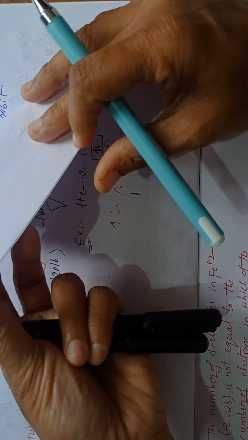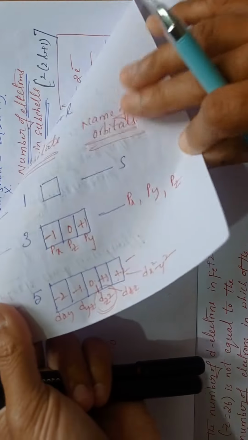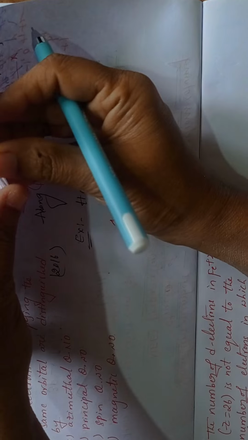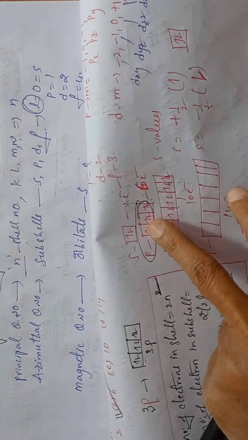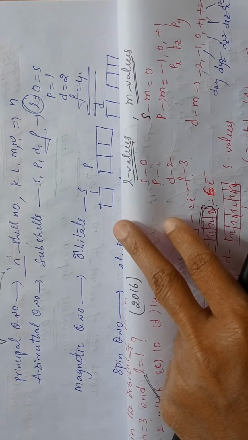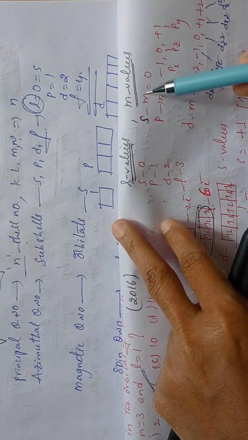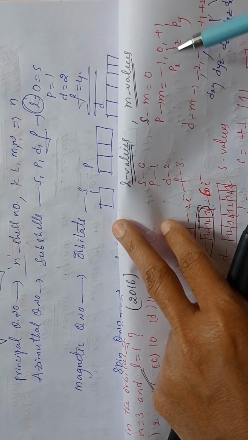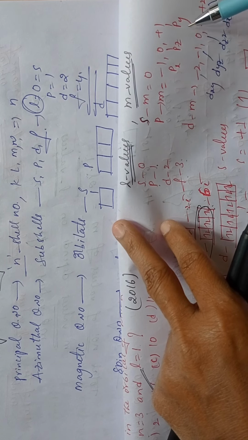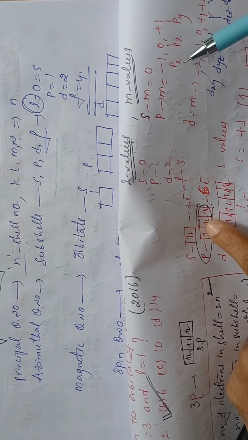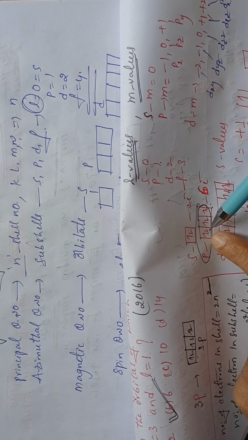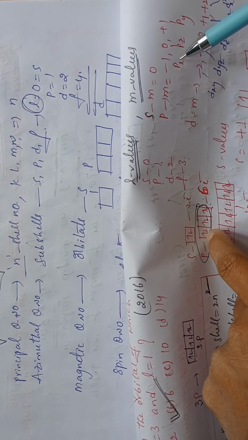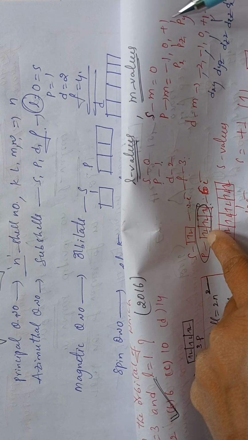See here, I discussed the M values. M values for the S subshell: 0. For the P subshell: -1, 0, +1. That means in the P subshell, 3 orbitals will be there, like this: 1, 2, 3. These are Px, Py, Pz. Okay? So these are the values: for Px -1, Pz 0, Py 1.